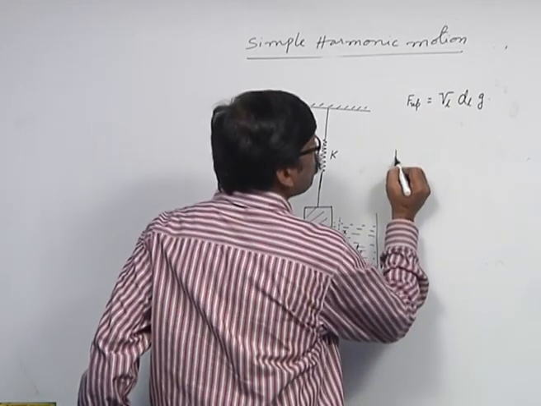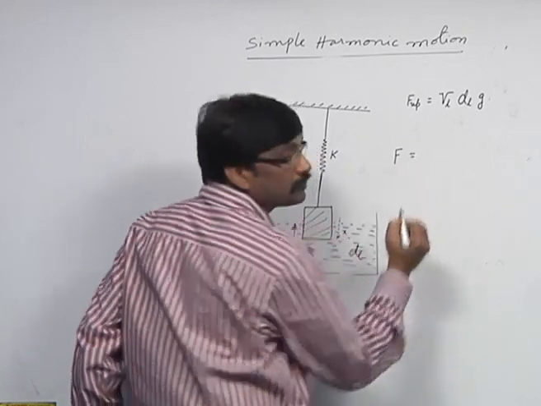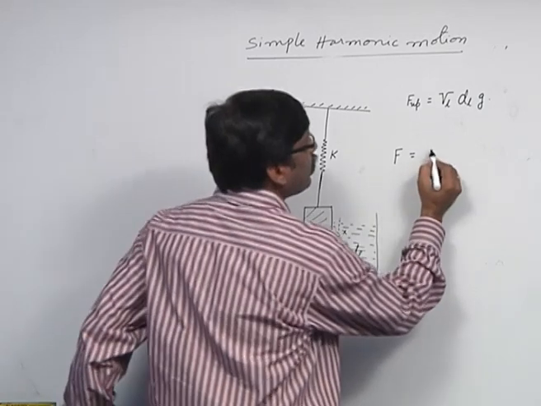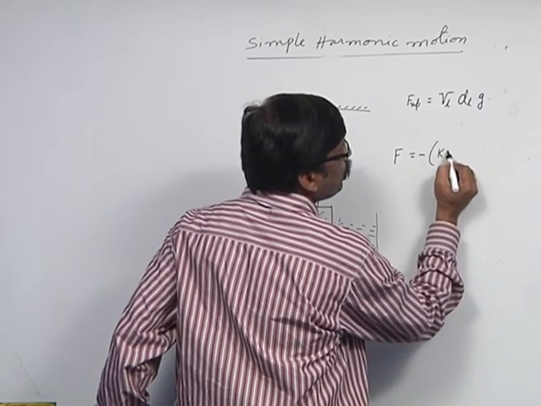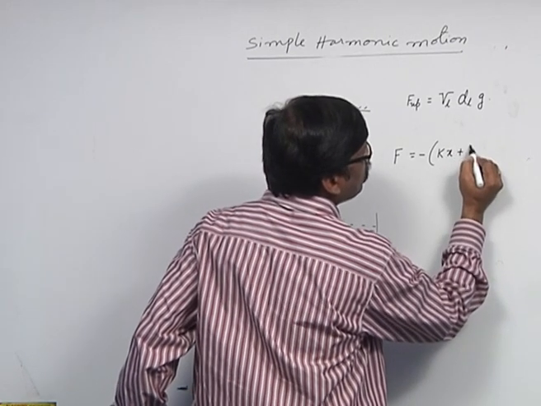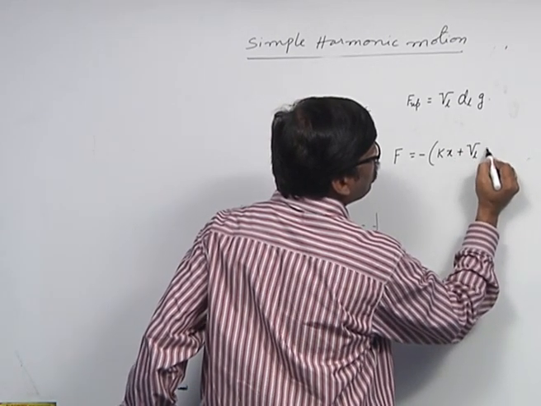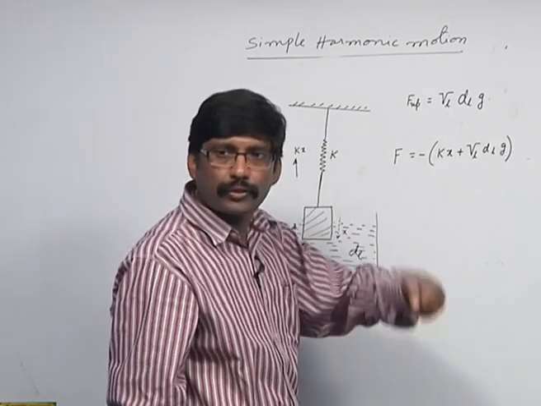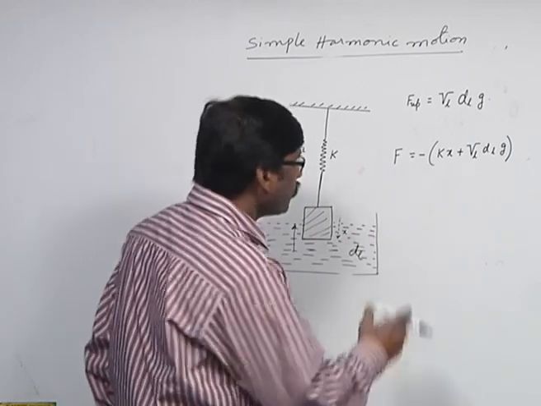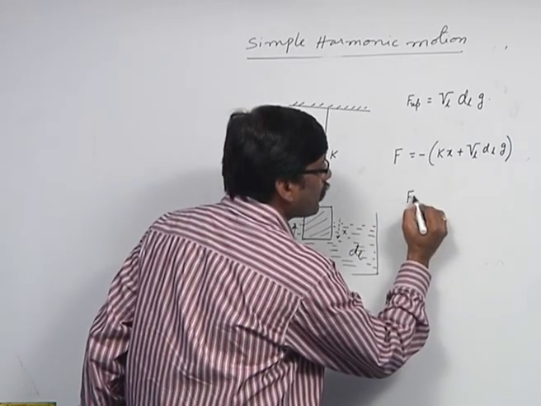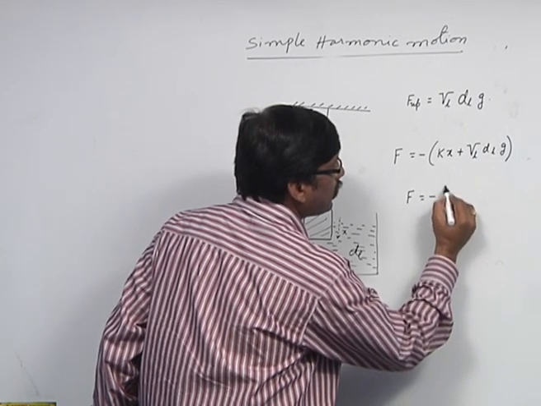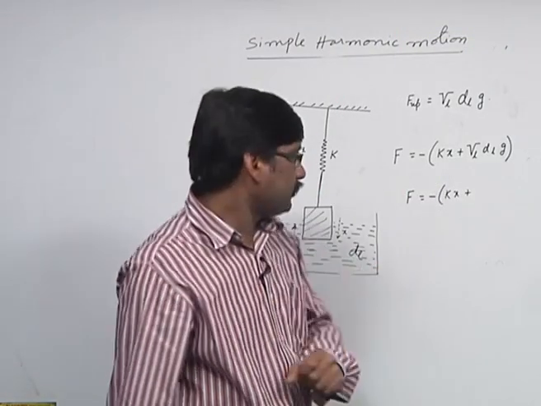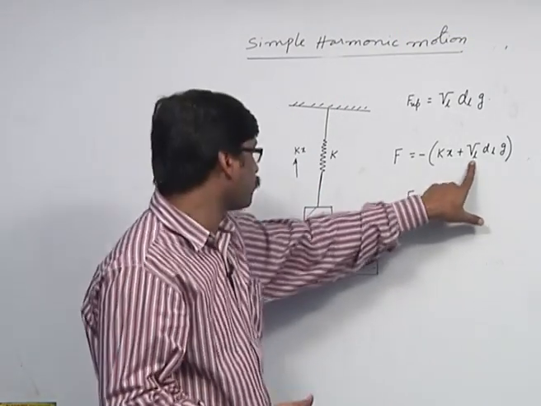Now, the total restoring force which is acting up is spring force Kx plus V_L d_L g. That is the total restoring force acting up. Now, F is equal to minus Kx. Then what is this V_L? Volume of the liquid displaced by the object.